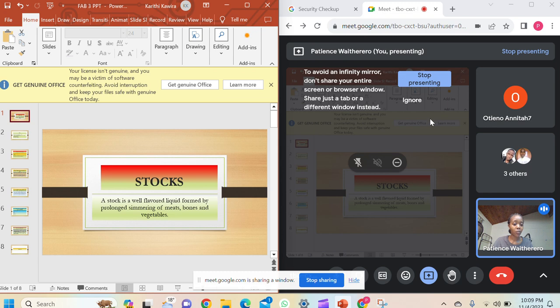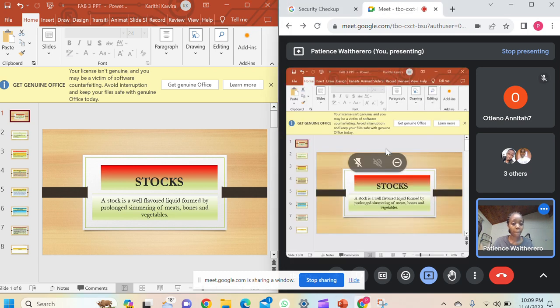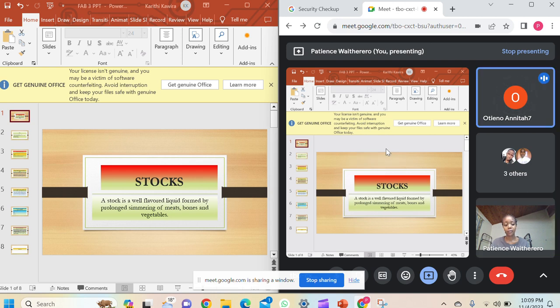You can read whatever is on the screen, the definition of stock. A stock is a well-flavored liquid formed by prolonged simmering of meats, bones, and vegetables. Right. So when I talk about stocks, I'm going to talk about the ingredients that we are going to use when preparing stocks, and I'm going to also talk about one type of stock in specific. Can you mention some of the ingredients that I use to prepare stocks? We've been in the practical lessons and we've been adding stocks when preparing food, so I know you know some of the ingredients that we use when preparing stocks.